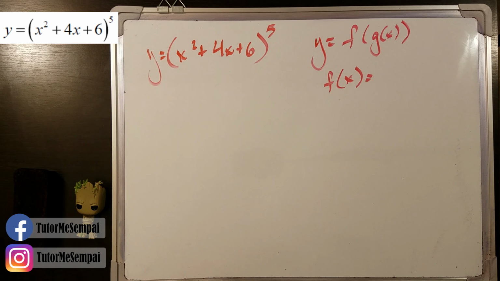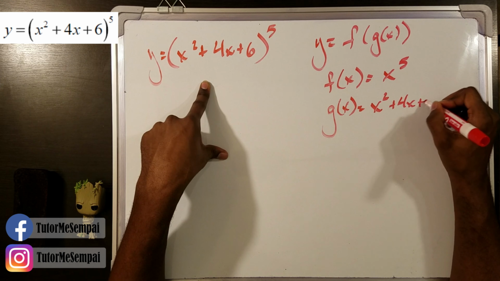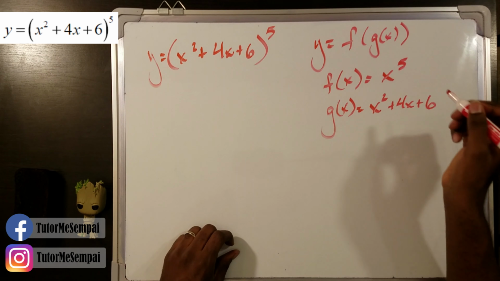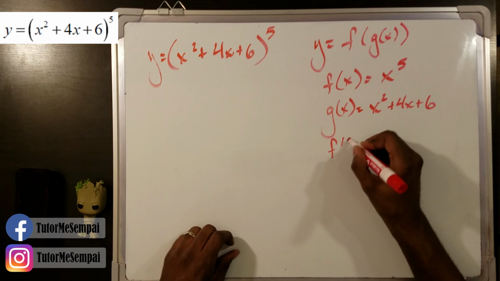F of x is going to be our outside function. So what's the overall form of our function here? That's going to be x to the 5th. And our inside function is going to be x squared plus 4x plus 6.